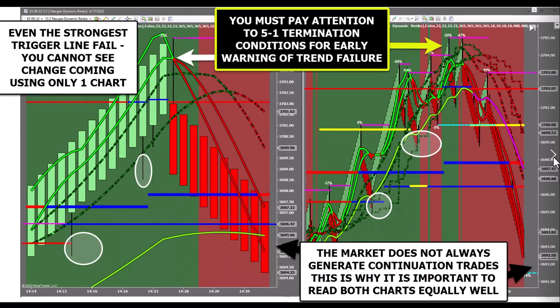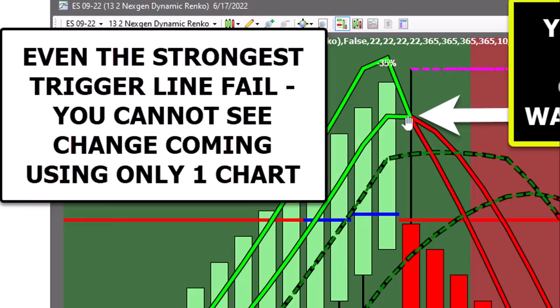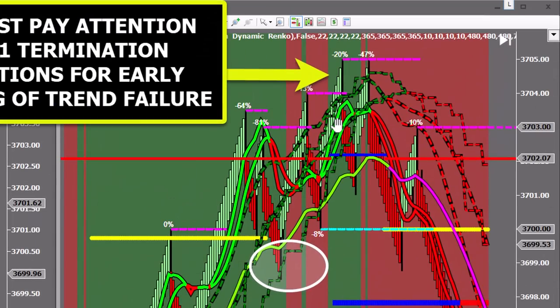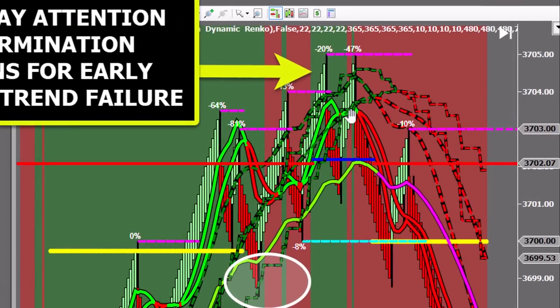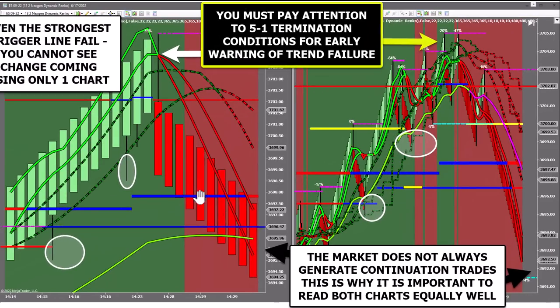The more you see this, the more it makes sense. And again, I put this one in from our termination conditions section. Even the strongest trigger lines on the large chart can fail. And that's why we talk about multiple divergences in the same area. And more specifically, once you start having small trigger lines inside of your large, or God forbid, below your large triggers, even the strongest trigger lines on the large chart could fail. And that's why you have to really pay attention to these terminations.